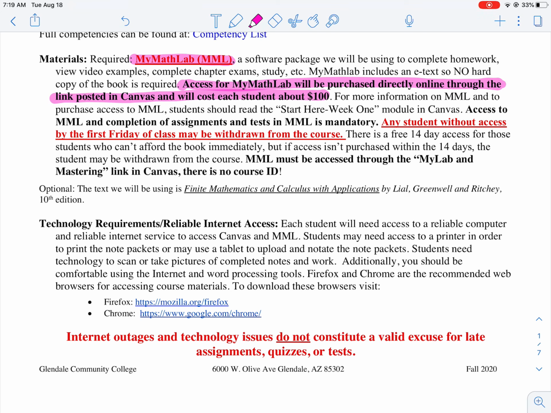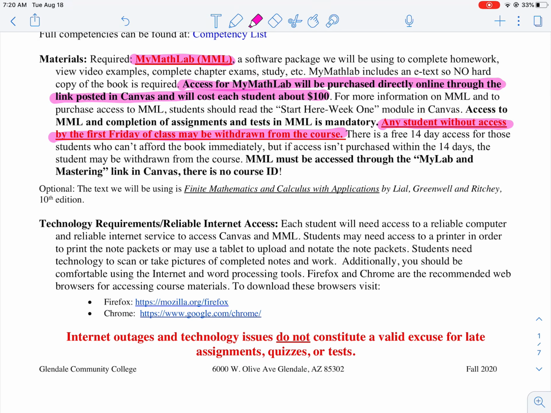Because all of the homework and tests are in Mymathlab, it is mandatory. You have to purchase the code. Any student without access by the first Friday of class will be withdrawn from the course. So that is one of your first week required assignments. You have to get registered for Mymathlab.